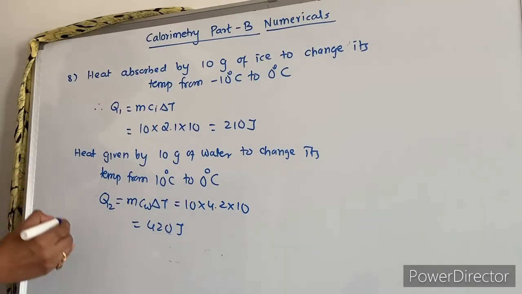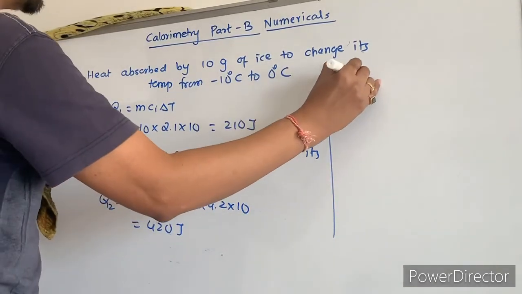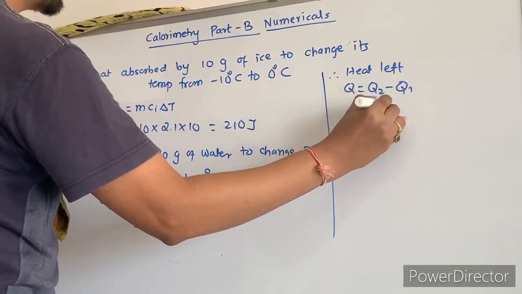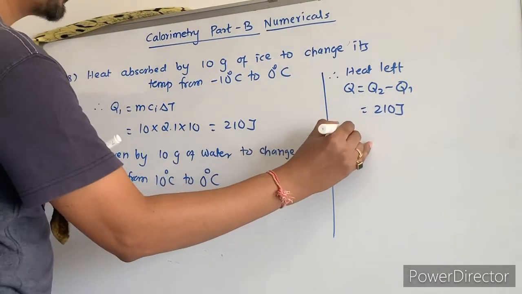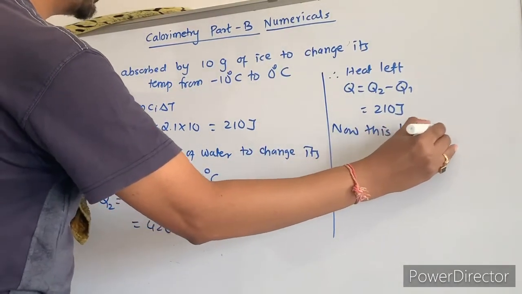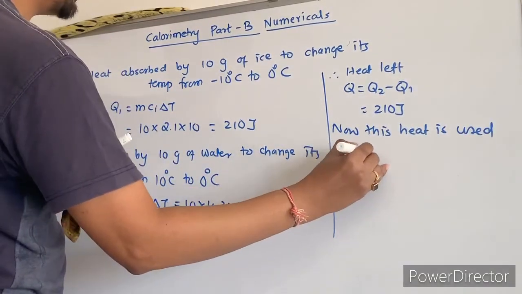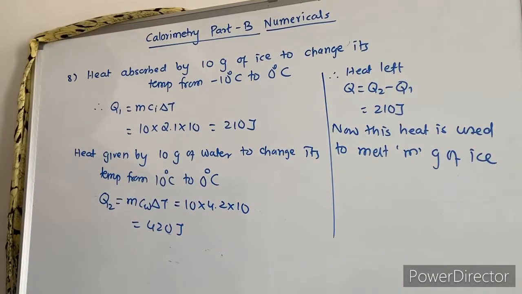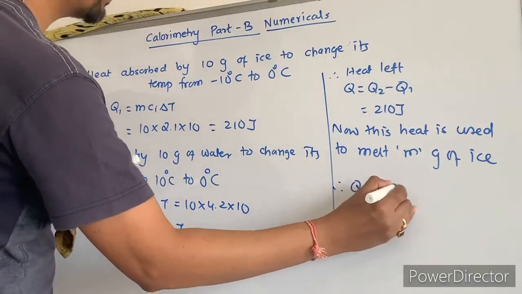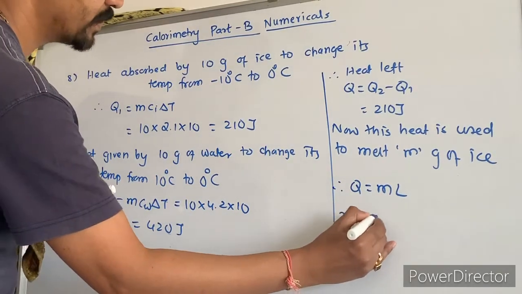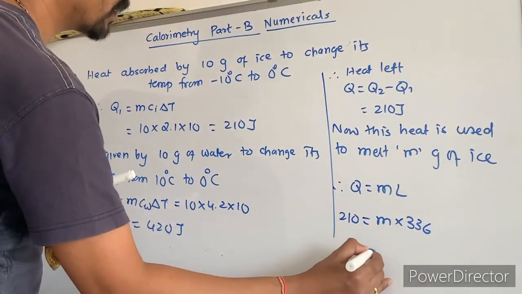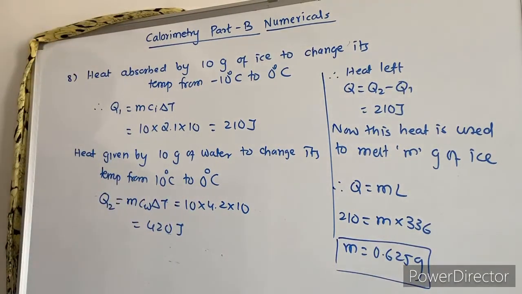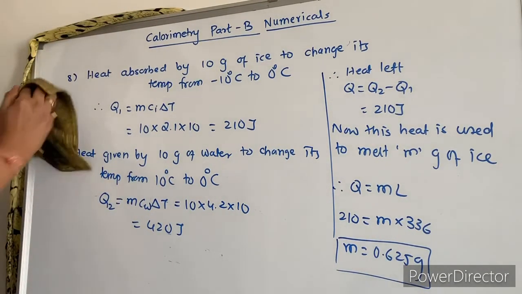Now, therefore, heat left is how much? That is Q is equal to Q2 minus Q1, which is equal to 210 joules. Now, this heat is used to melt m gram of ice. Therefore, we get Q is equal to mL. What is the value of Q? 210. M is unknown, L is 336. If you solve this, it comes up to be 0.625 gram. This will be the amount of ice melted during that process. This is the 8th.